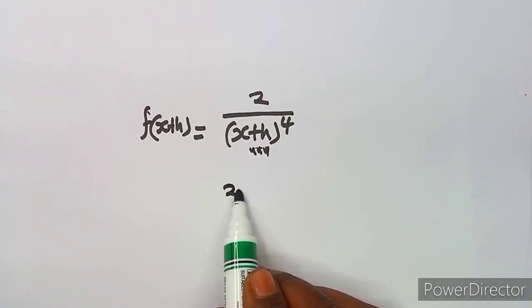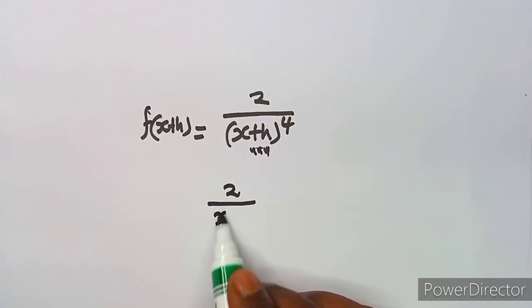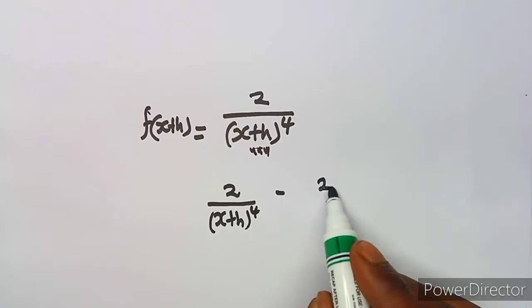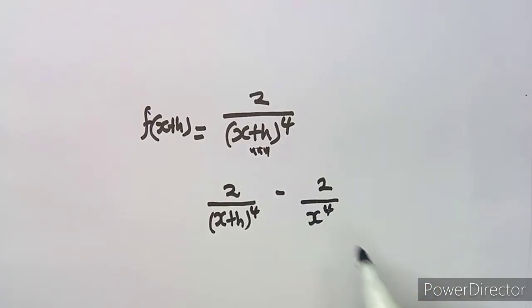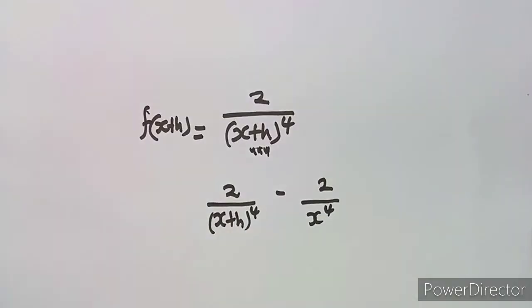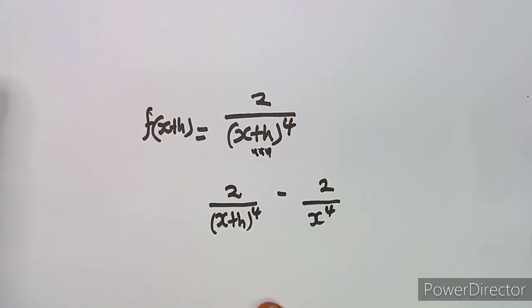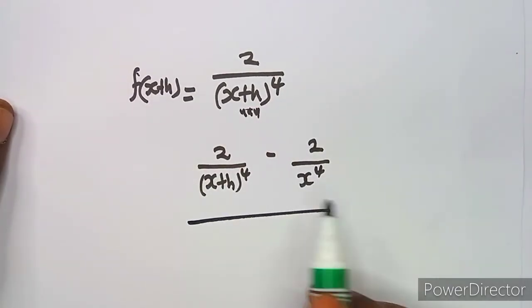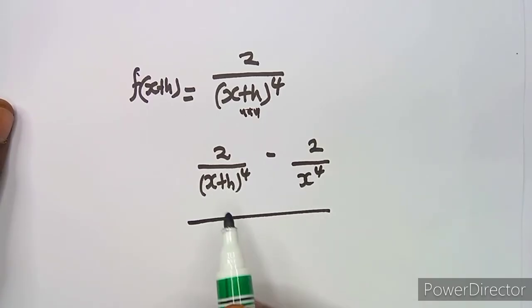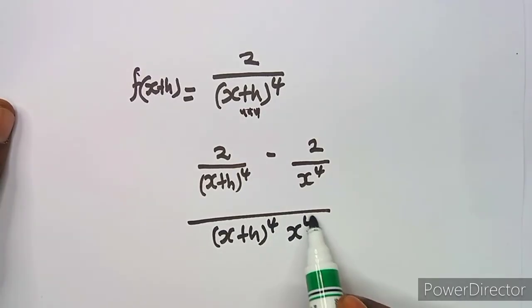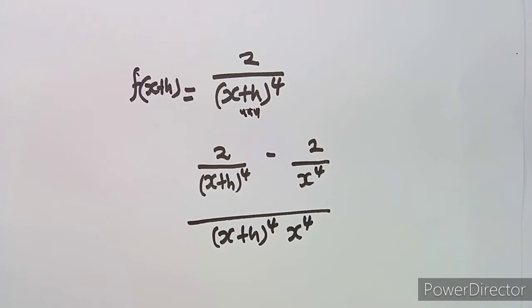We've got something like this: 2 over (x plus h) to the exponent of 4 minus 2 over x to the exponent of 4. This is what we want to combine, the numerator only. Let's see what you're going to have. If we combine this, remember guys, when you are given fractions, you have to find the LCD of the given, which is going to be (x plus h) to the exponent of 4 times x to the exponent of 4.